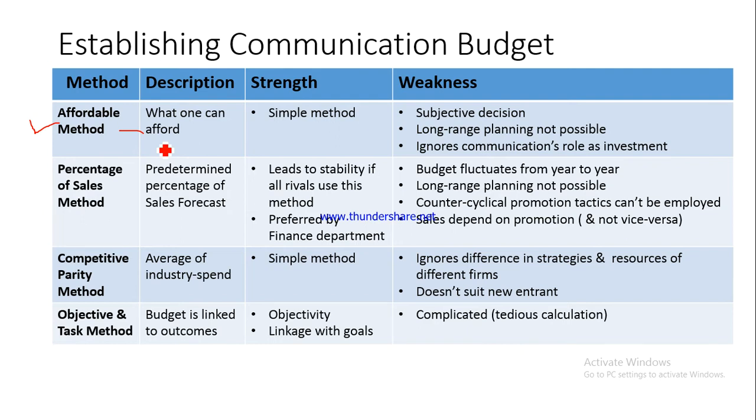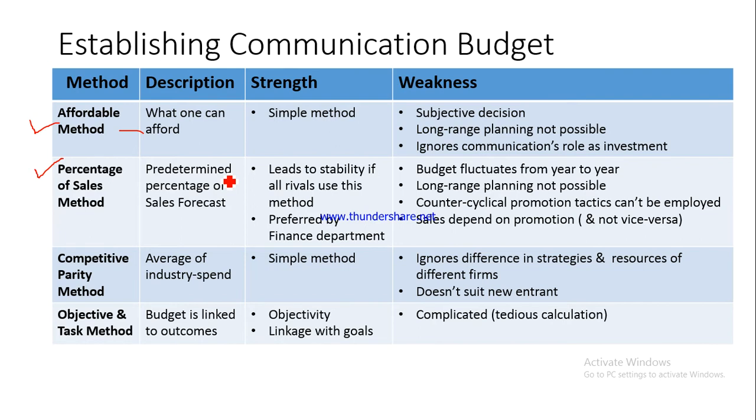You spend whatever you can afford. Now then we have got the second method, which is known as the percentage of sales method. I hope you can understand what it means. You determine a particular percentage of the sales that you would be spending for your communication campaign. So let's say, for example, you decide, okay, 20% of whatever my sales forecast is, I would be spending on communication campaign, right?